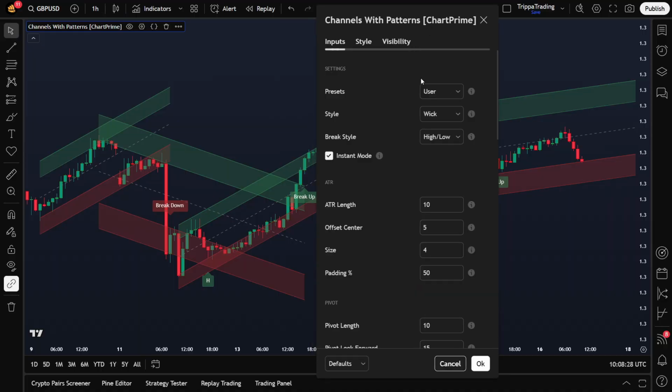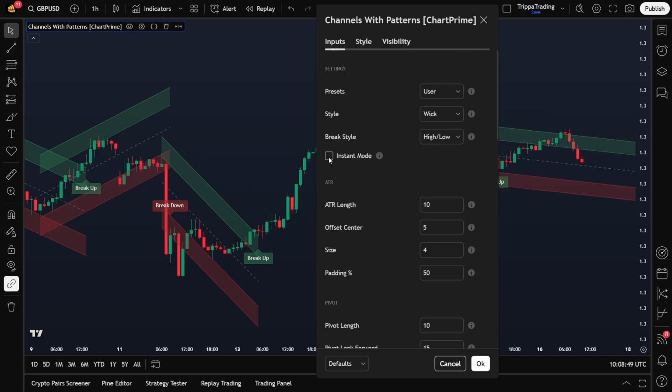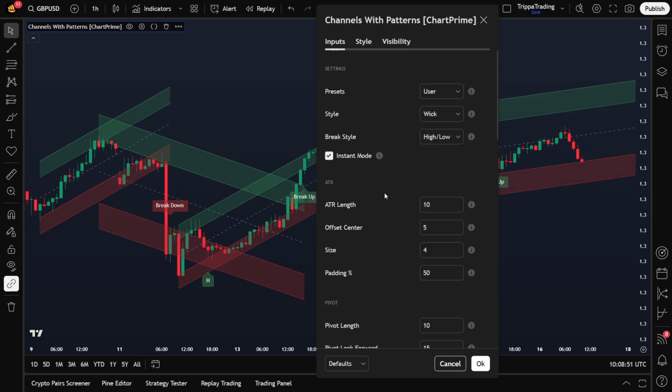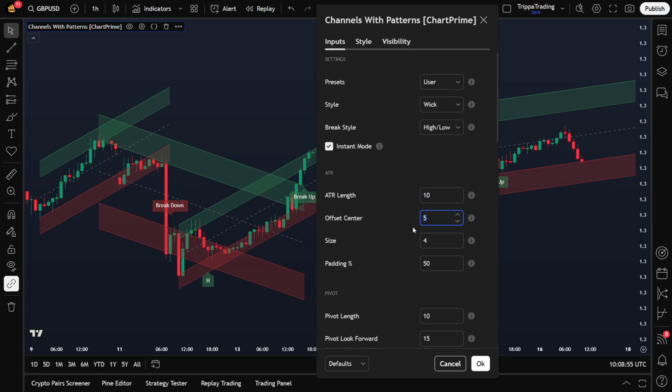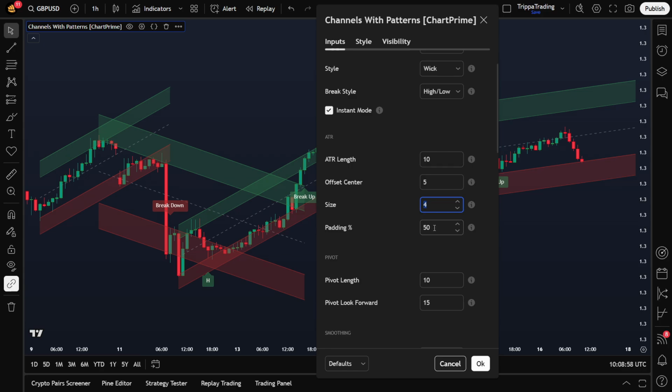Right at the top, you'll find presets for different asset classes like stocks, Forex, and crypto, or you can choose user to manually fine-tune everything. You can also adjust how pivot points are calculated, using either candle wicks or bodies, and define whether a break should be confirmed by the candle close or just its high or low. There's an instant mode toggle that speeds up the channel detection, and below that you'll find ATR-based controls to fine-tune the width and placement of the channel using volatility data.